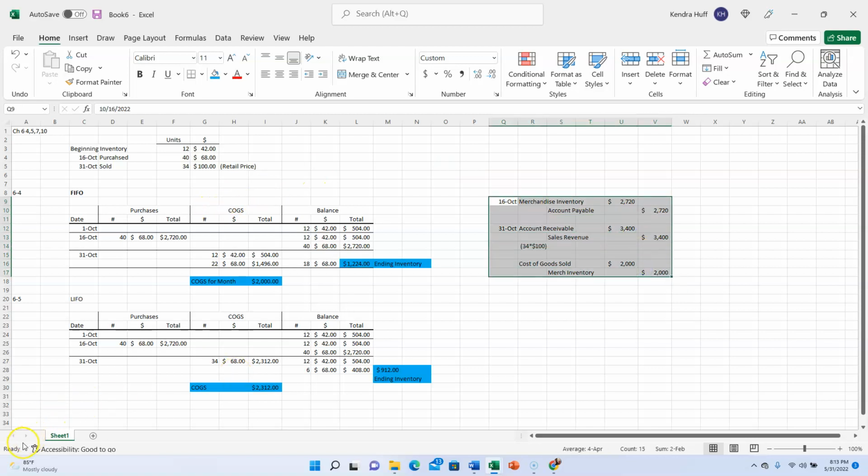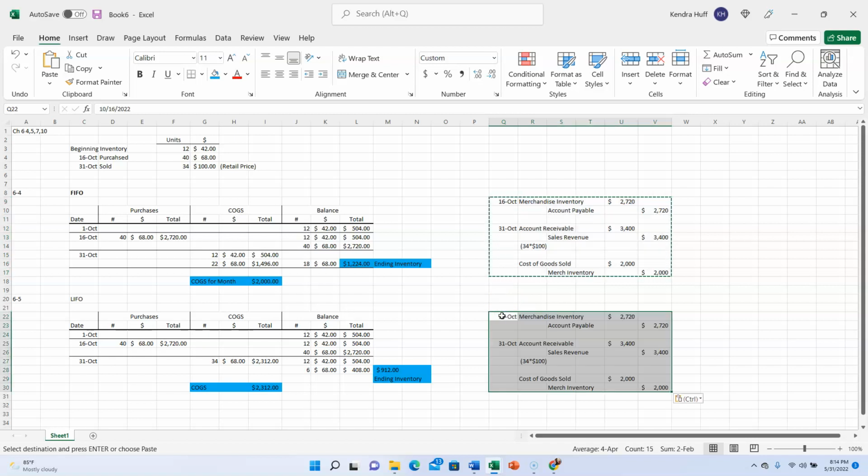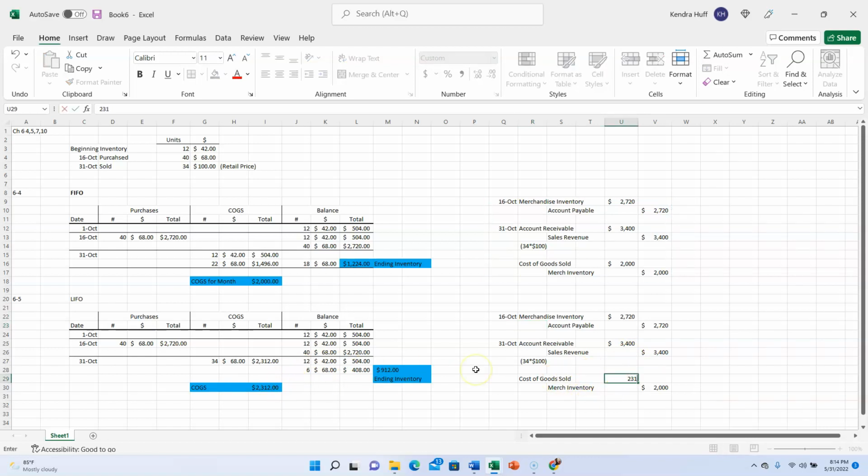Okay, so then the next one for LIFO, I'm gonna copy it. The October 16th entry is exactly the same. On October 31st, the sale entry is exactly the same. The only thing that's different is the cost of goods sold amount, which is the $2312. All right, I'm going to do a second video for numbers 7 and 10.